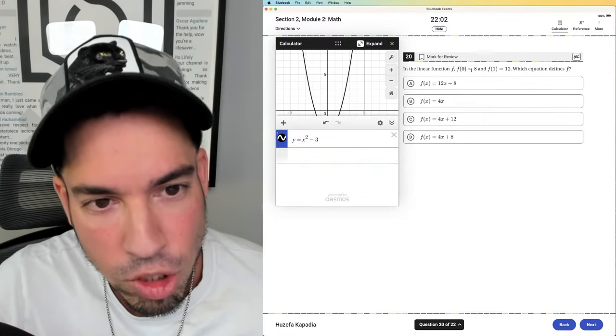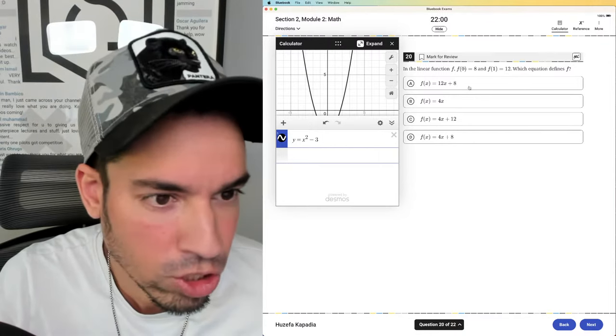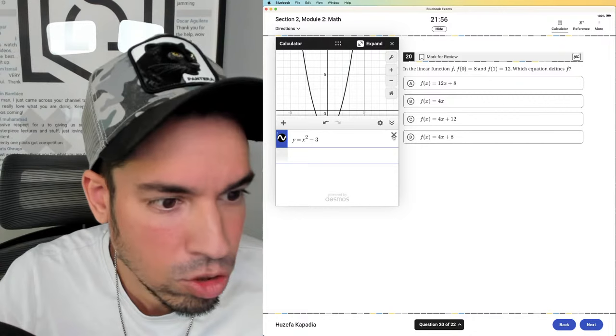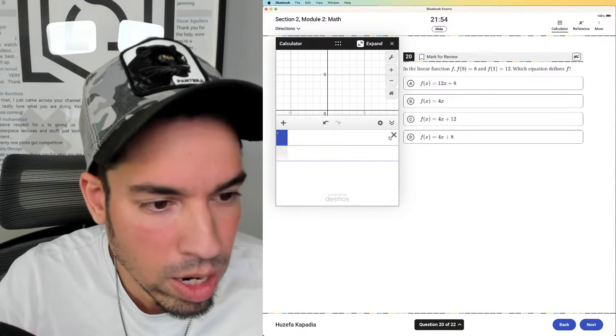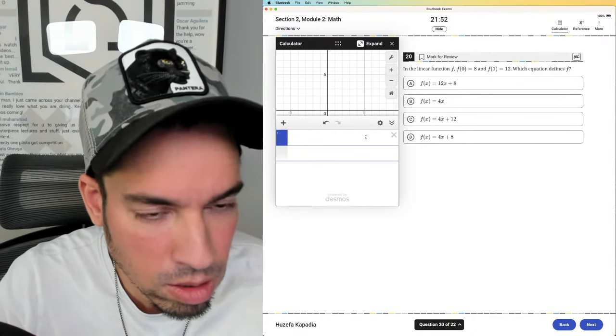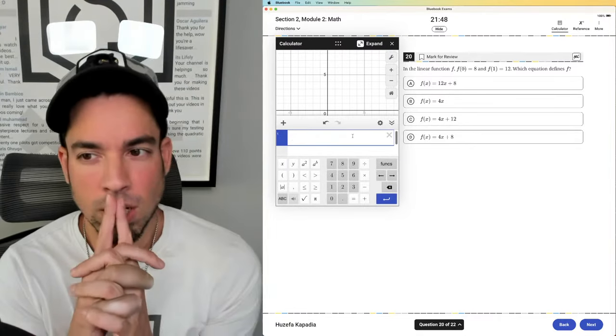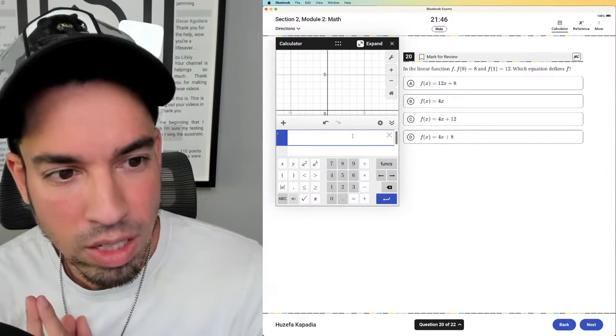Linear function, f of 0 is 8, f of 1 is 12. Which equation defines f? Yes, you can. Okay, so the way I would use Desmos for this. Actually, wait, the easiest thing to do. No, wait, that would be too time-consuming. So one thing I could do is I could write down each equation.